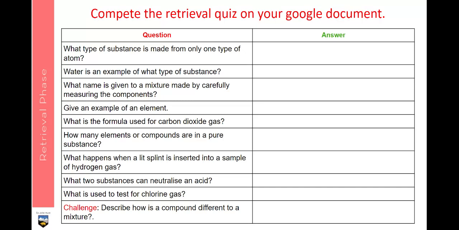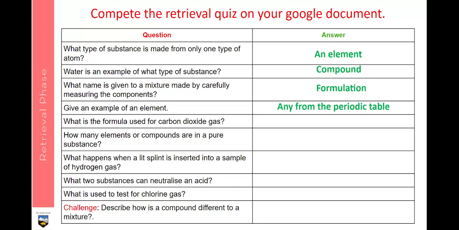Okay, so the type of substance made from one type of atom is an element. Some of you might have said a pure substance. Water is an example of a compound. A formulation is a mixture that has been measured very carefully in specific quantities. An example of an element is any from the periodic table. So, for example, helium, hydrogen, lithium, beryllium, boron, carbon, nitrogen.